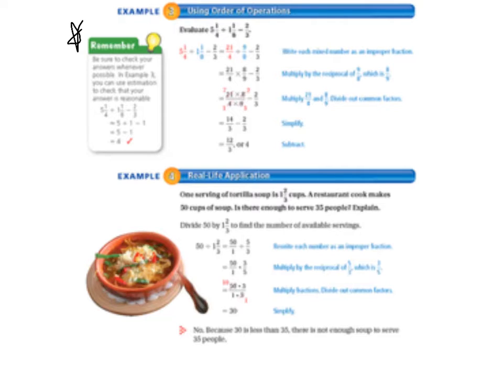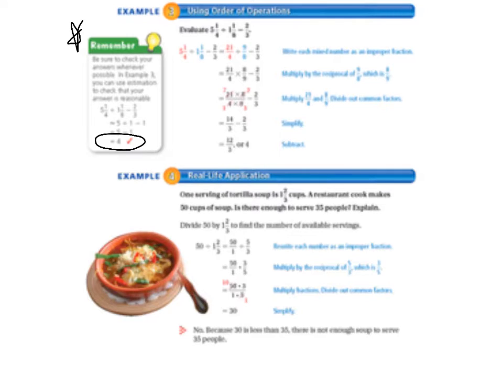So 5 divided by 1 equals 5, and then you subtract 1, and that's close to 4. So let's remember when we get to the end of the problem to check and be sure if our answer is close to 4. So we're going to go through our steps again, remembering our order of operations. We remember that we need to divide before we subtract.